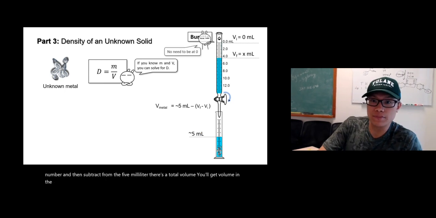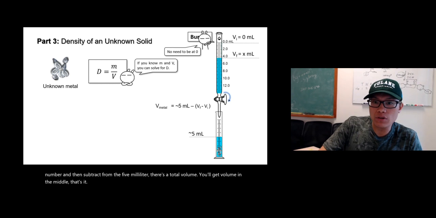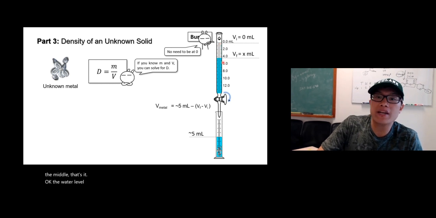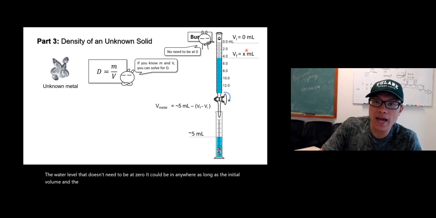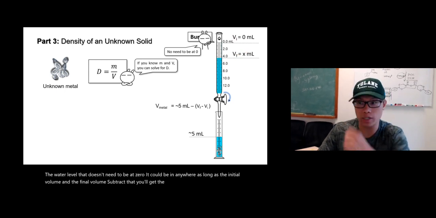That's it. Okay, the water level doesn't need to be at 0, it could be anywhere, as long as you know the initial volume and the final volume. Subtract that, you get the total volume of water.